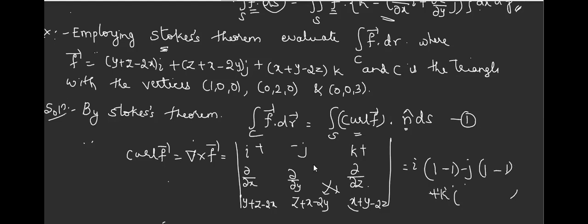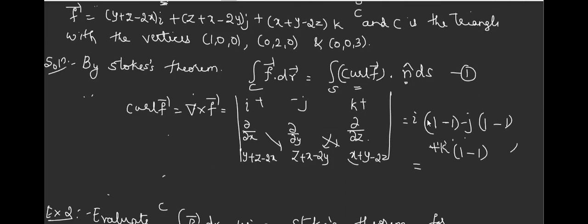Leave the row and the column. With respect to x? 1. Same, with respect to y? 1. What is the answer? Very interesting answer, right? What is that? 0 vector. So for this problem, curl f is 0.